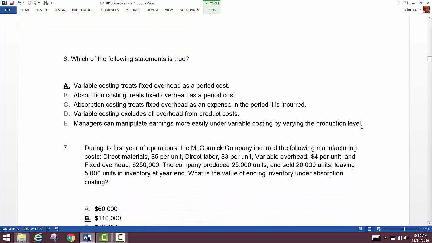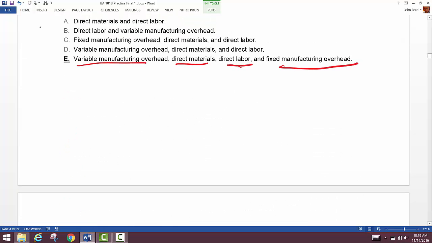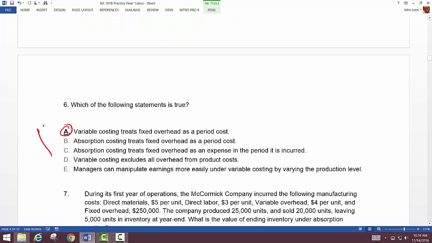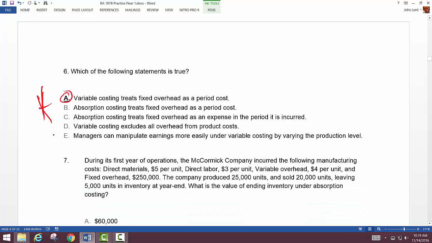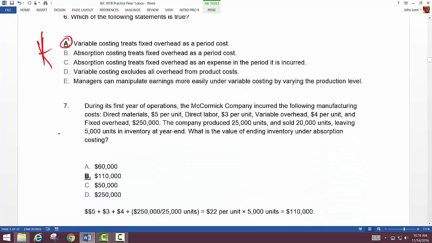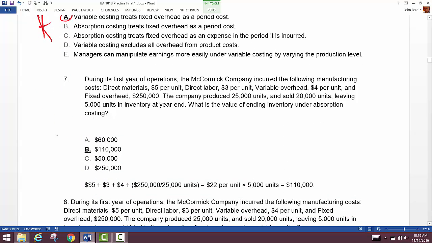Which of the following statements is true? Variable costing treats fixed overhead as what? As a period cost, right? So these two questions, 5 and 6, are pretty good in that they sort of lay out the key differences between the two methods. If you understand these two questions, then you understand how you're going to treat the calculating type with the numbers in them and stuff, right? Okay, good. Speaking of which, let's take a look at this one.